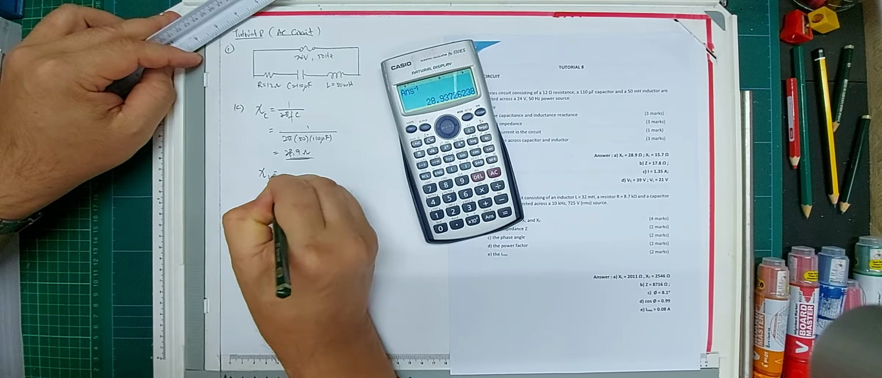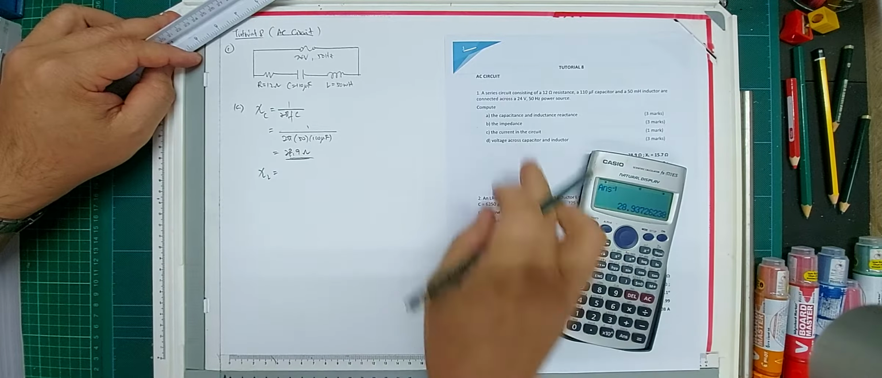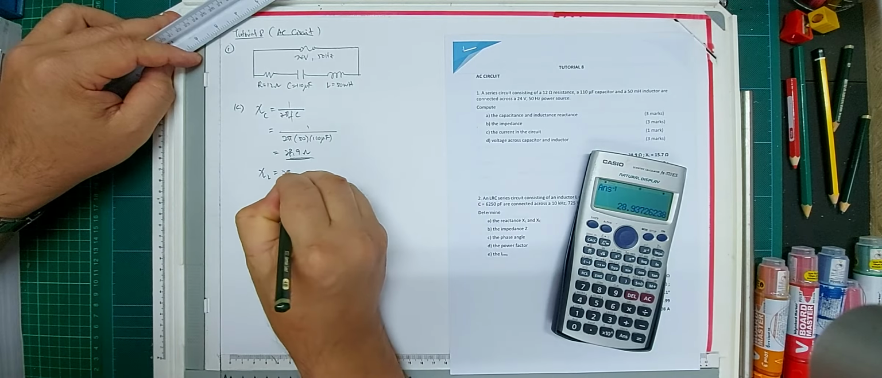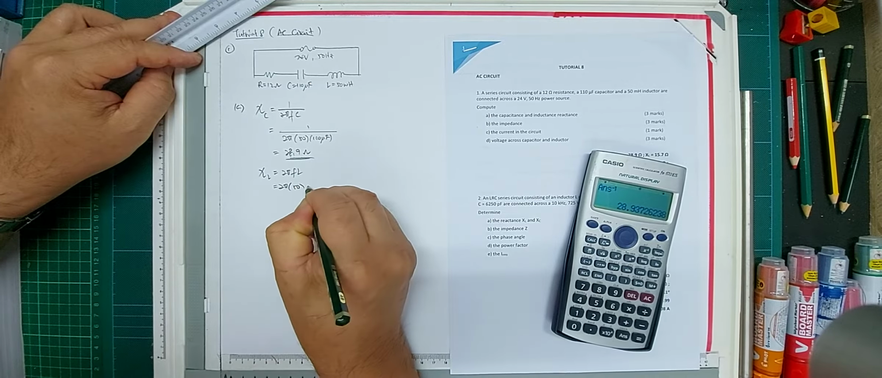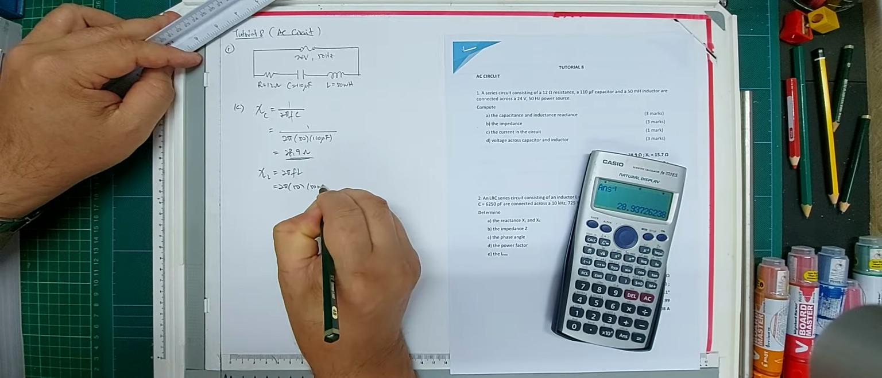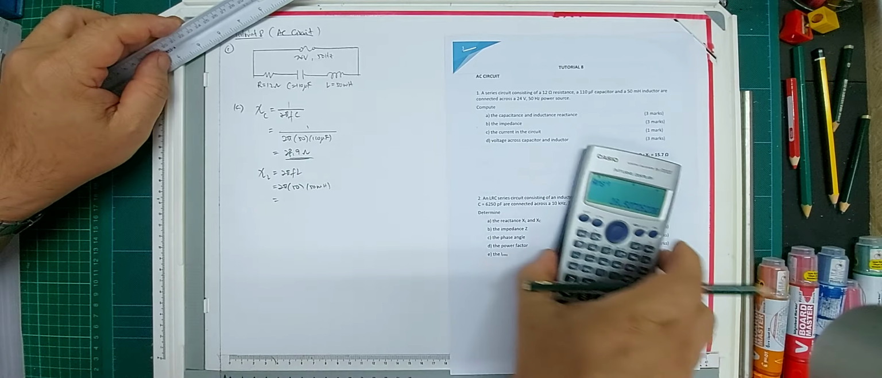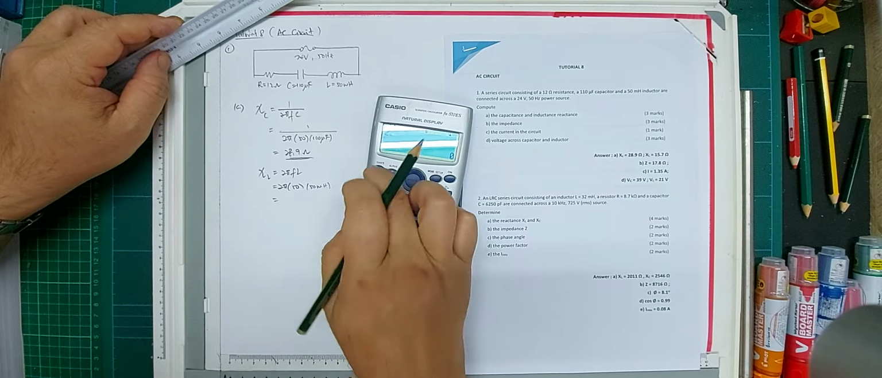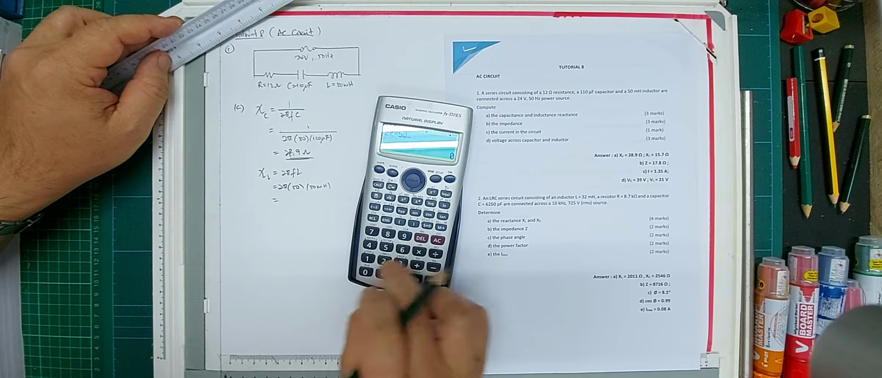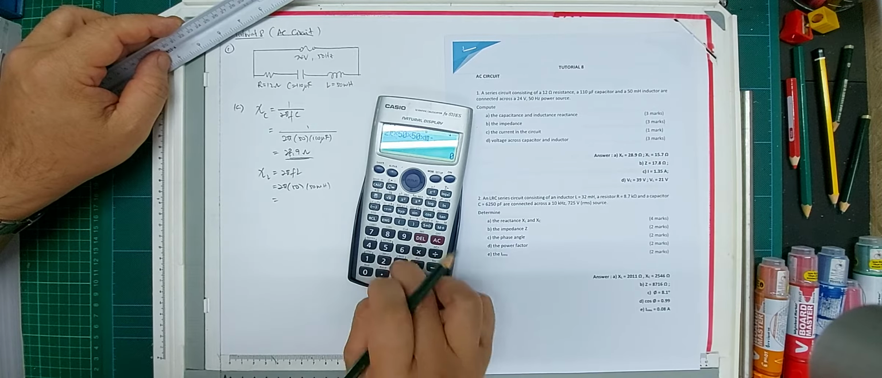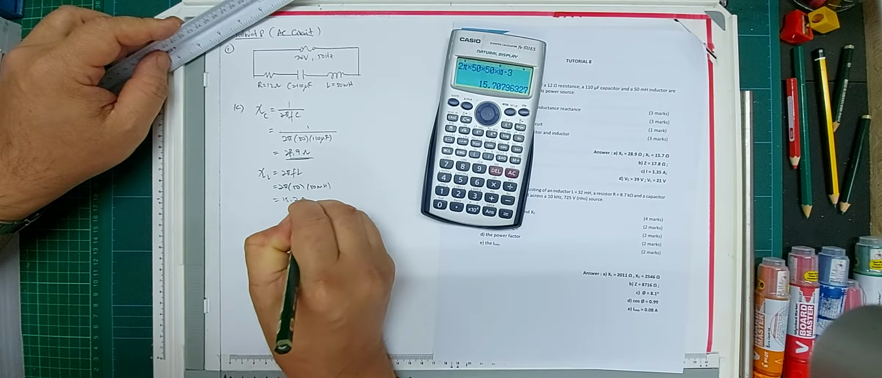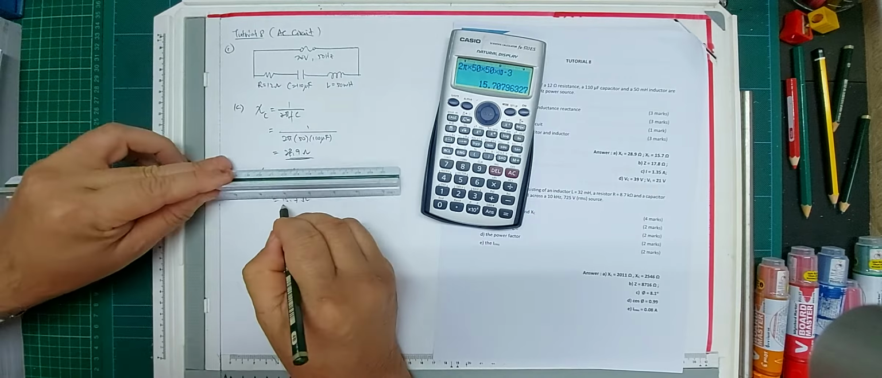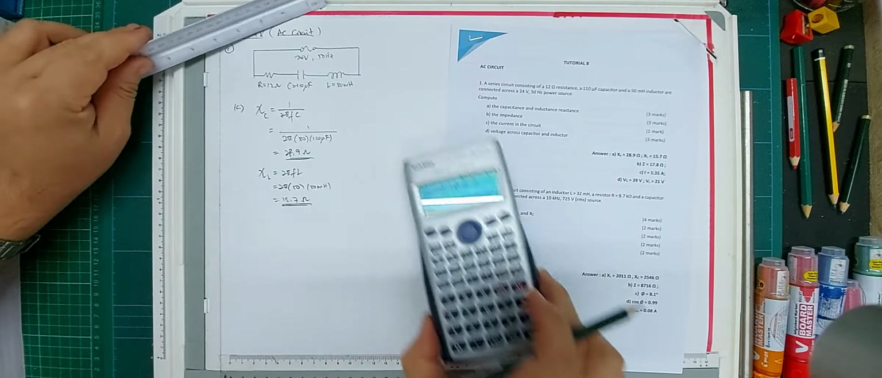And then chi L is the reactance for the inductor. Our formula is 2 pi fL, and the inductance is 50 millihenry. So we have 2 pi times 50 times 50 millihenry, which gives 15.7 ohms. The unit for reactance is the same.